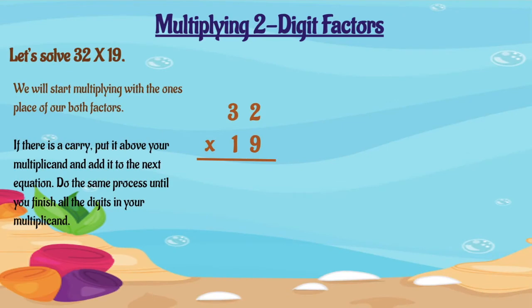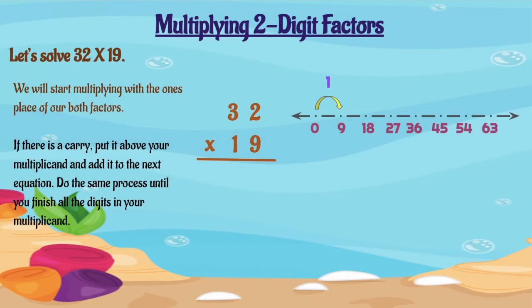Again, we will start multiplying in the ones place of both our factors. If there's a carry, put it above your multiplicand and add it to the next equation. Do the same process until you finish all the digits in your multiplicand. For this example, the digits that sit in ones place are 2 and 9, so let's keep count by 9. 9, 18. We're going to put 8 under the ones place and our carry 1 on top of 3.